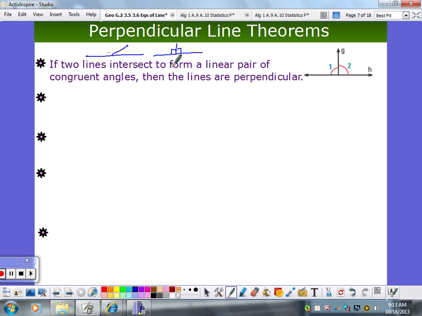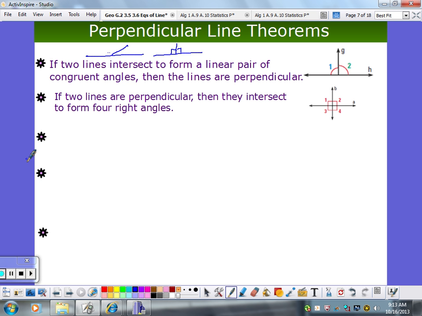So what do I know about when you form a 90-degree angle with another line? Intersecting lines that form 90-degree angles, we call that perpendicular. So that makes sense, I think. Let me know if it doesn't make sense. Awesome. All right, what else do we have?